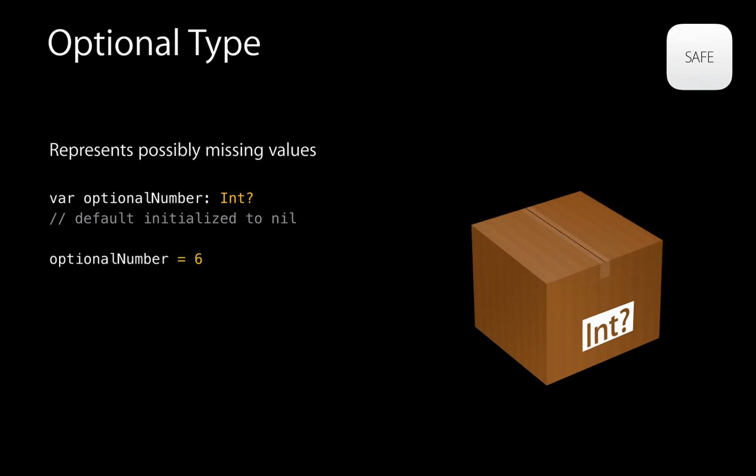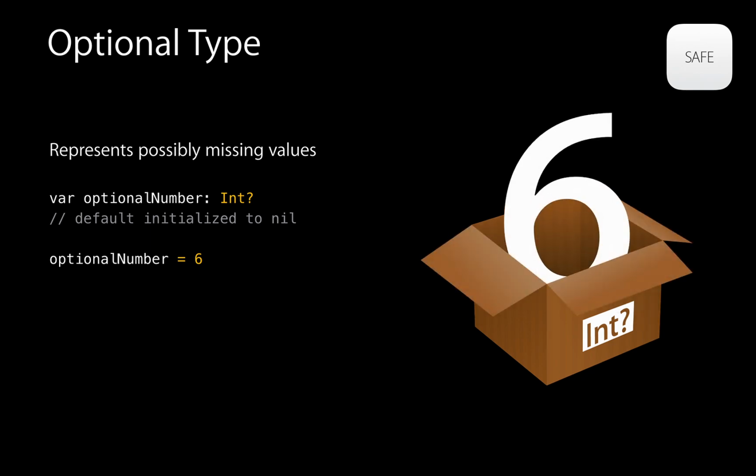Now, the other state of an optional indicates the presence of a value that's been wrapped up in the optional. Think of optionals as a wrapper or container that wraps up values when there are values present. So here we're setting the value of optional number to 6, and the value is wrapped up in the optional. Now we'll see how to unwrap this value and access it in just a little while.